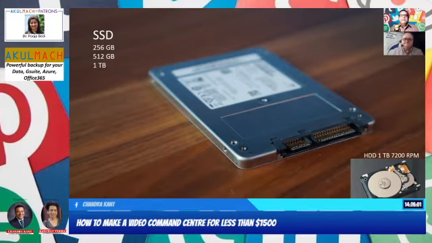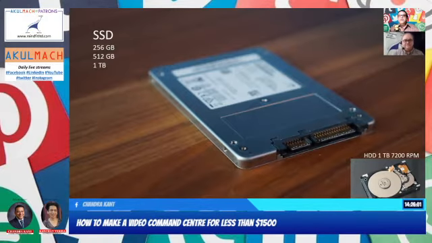The cost difference is hardly anything. If you want to put in another $1 or $2, you can go with 2 TB of storage.